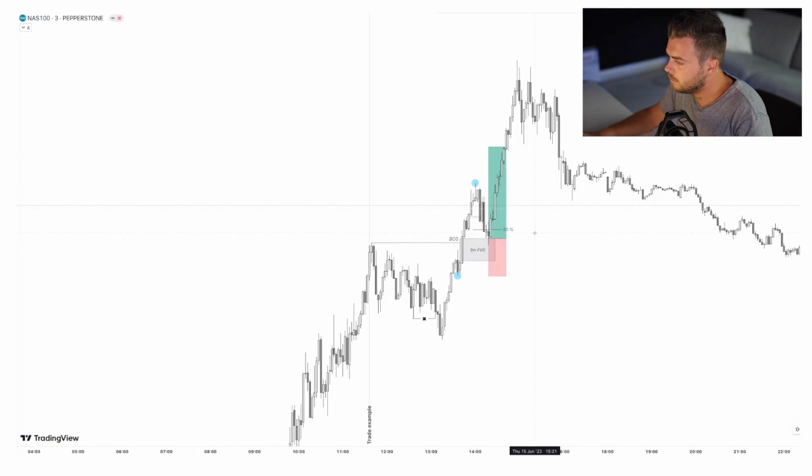I already found 3 different examples on the chart to show you how to identify the best fair value gap where to enter, because it's not always so obvious which fair value gap to choose to enter a trade. Okay, so let's start with the first trade example.